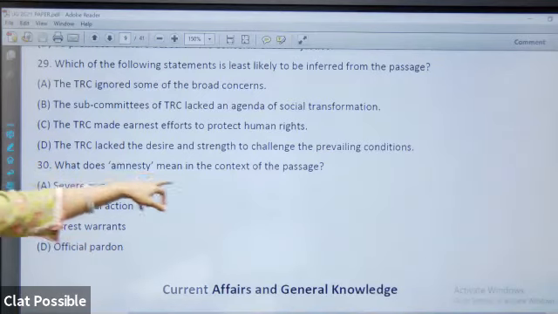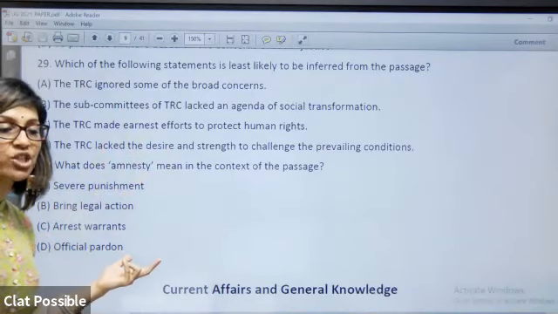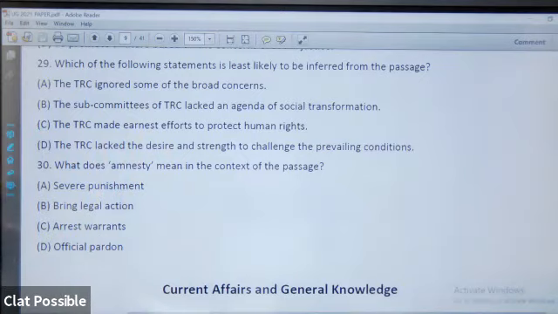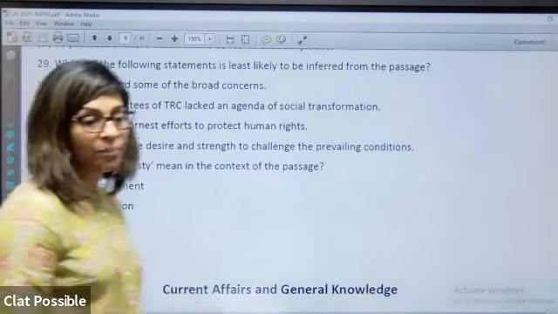What is the meaning of amnesty? So these were 3 word-meaning based questions which you could have easily done. Amnesty means to give official pardon. You had to know the meaning, right?